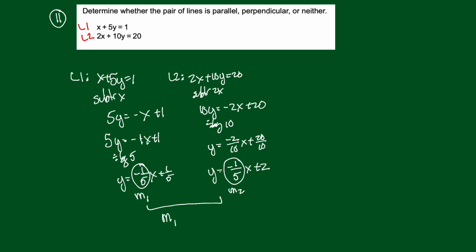The slope of line 1 is equal to the slope of line 2, so that implies L1 is parallel to line 2. And in fact, look at these b's. Line 1 crosses at 1/5, line 2 crosses at 2. So they're parallel, just that line 2 is higher than line 1. Line 2, if we were to graph these, lies above line 1.